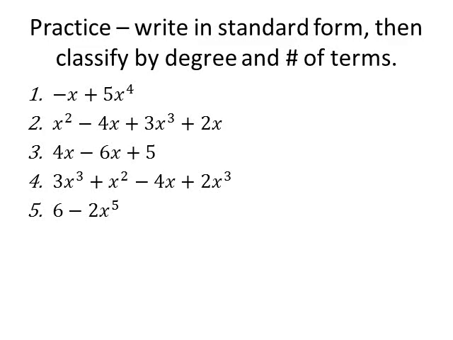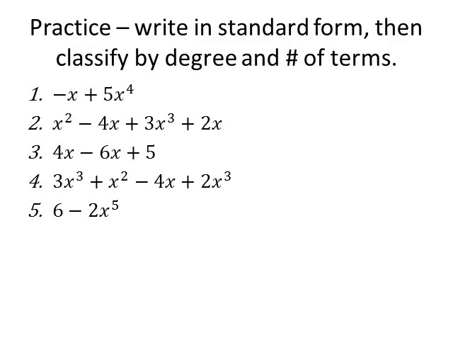Remember, the minus sign always goes with whatever comes after it. So when I rearranged it, it would be 5x to the fourth minus x, and since the degree is 4, it's quartic, and it's 2 terms, so it's a quartic binomial.